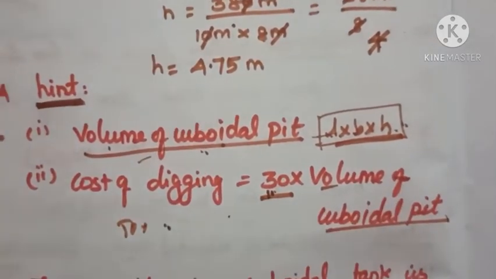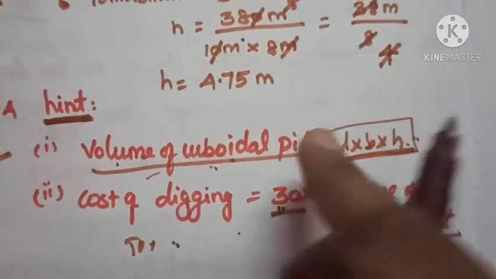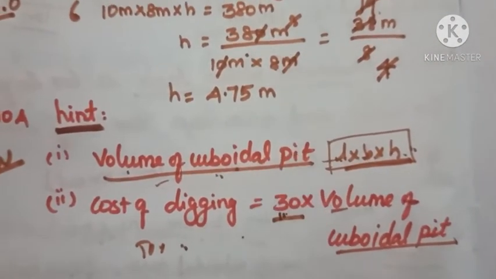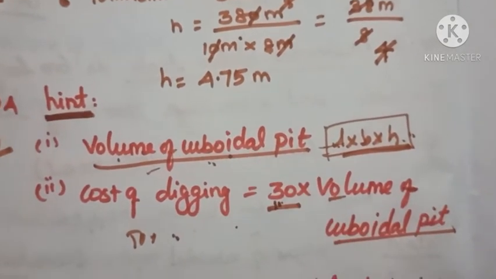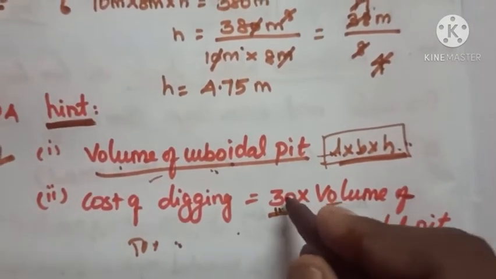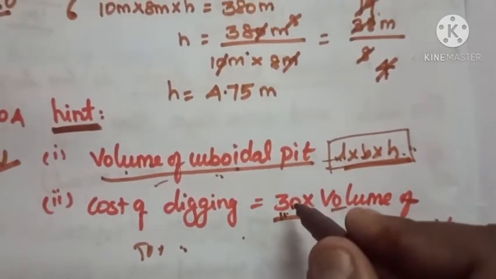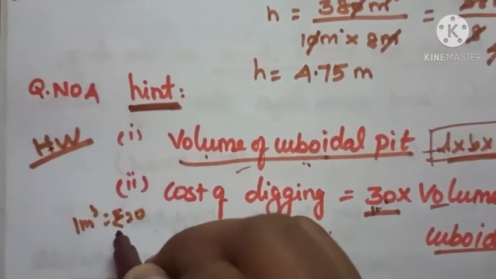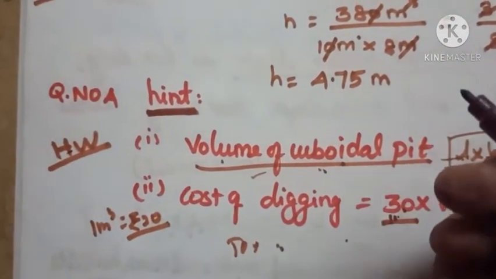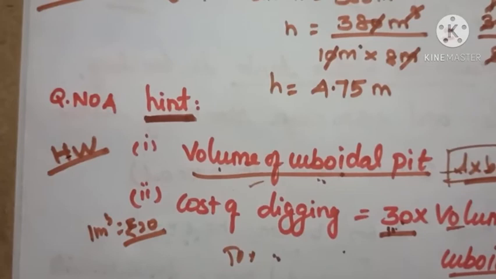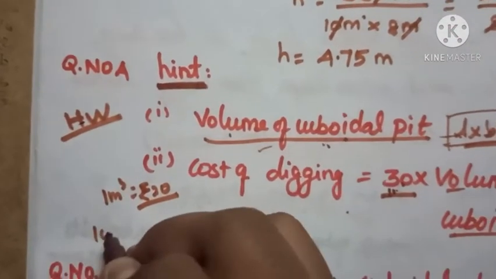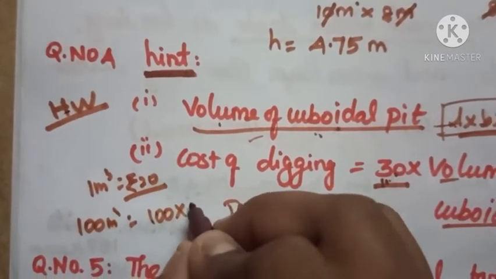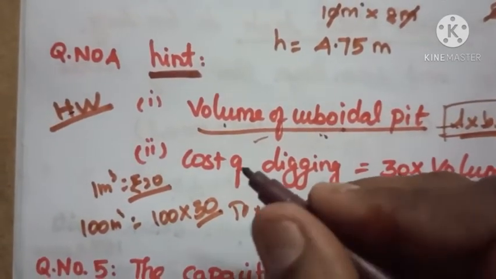By using labor only you have to dig the ground to make a cuboidal pit. So you must pay that labor rupees 30 per meter cube. That is, 1 meter cube is equal to rupees 30. So if the volume of the cuboidal pit seems to be 100 meter cube, how much is the cost? Simply multiply 100 into 30, you get 3000.